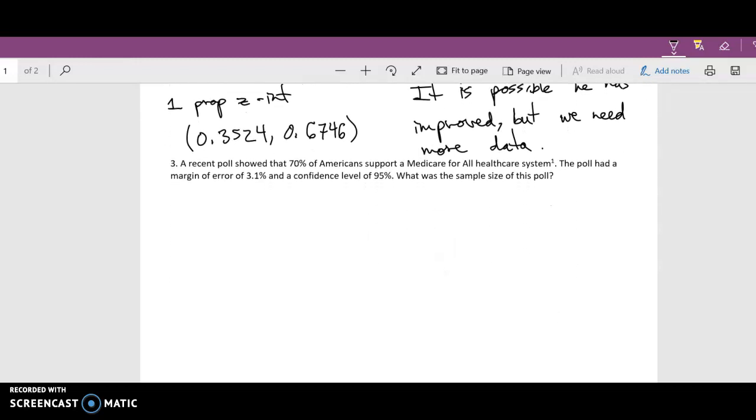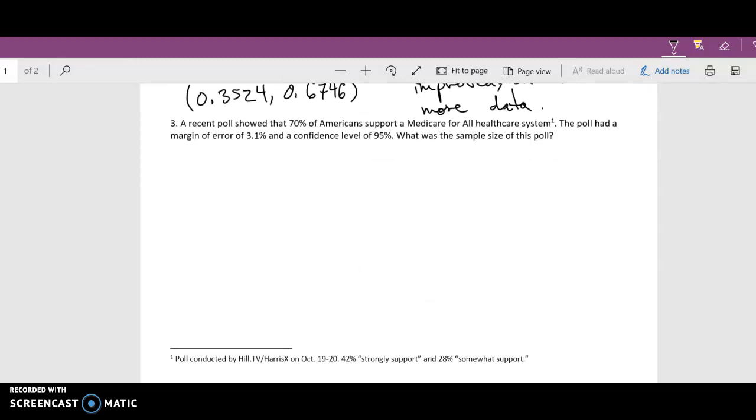Okay, a recent poll showed that 70% of Americans support Medicare for all healthcare system. The poll had a margin of error. This comes from, well, this poll down here. It's off the screen a little bit. This guy. The poll had a margin of error of 3.1% and a confidence level of 95%. What's the sample size of this poll?